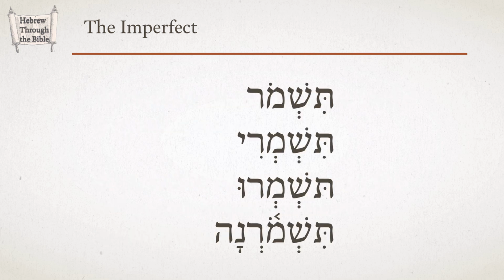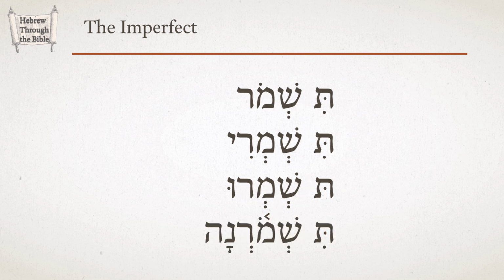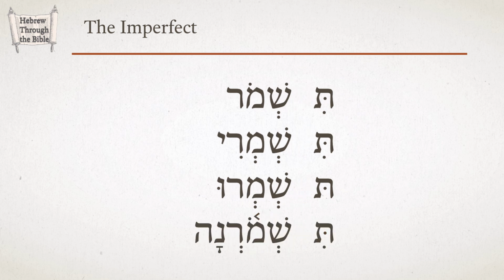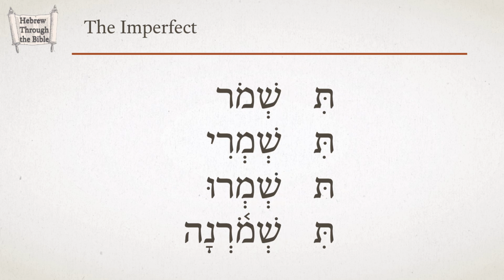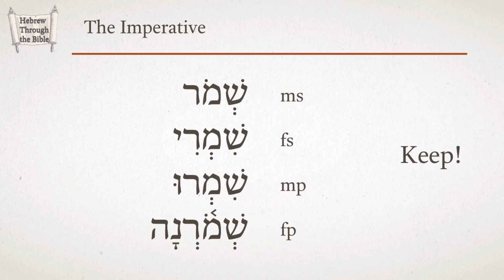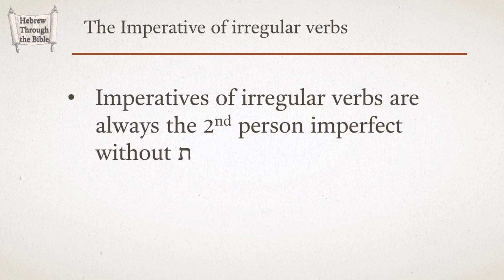Look at the second person imperfect forms again. Tishmor, tishmari, tishmaru, tishmorna. Now just imagine taking away the tav from each form. In this way you come up with the imperative. Here's the imperative. Shemor, shimri, shimru, shemorna. Now this is also what happens with irregular verbs. The imperative is always the same as the second person imperfect with the tav taken away.